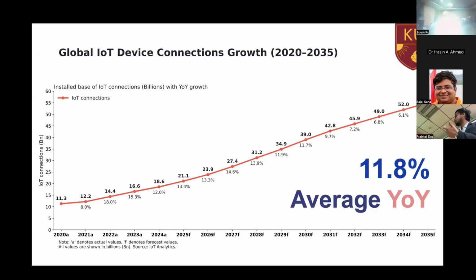As per the actuals, in the year 2024 we had 18.6 billion devices connected, and it is forecasted to reach around 55 billion devices connected by around 2035, with an average year-on-year growth of 11.8% per annum. So you see, there is a very large scale of devices that are going to get connected to each other just to share information, or just to share data, right?